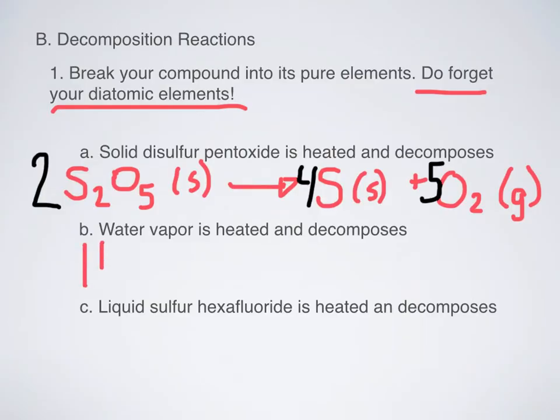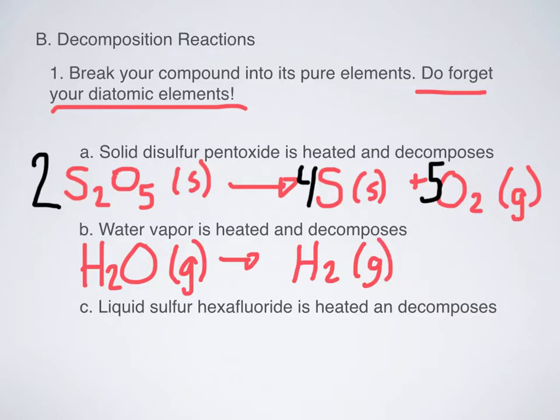All right, so I've got water vapor, and that means it is a gas if it's vapor. Okay, it's heated and it decomposes, so it's going to decompose into its respective elements. And so remember, these are both diatomic, hydrogen and oxygen, like that. And again, I should probably represent this with a balanced equation. So I would put a 2 here, I would put a 2 here, and now it is balanced.